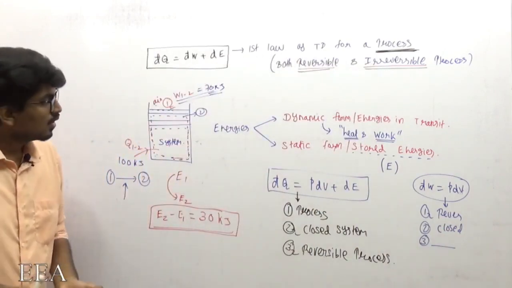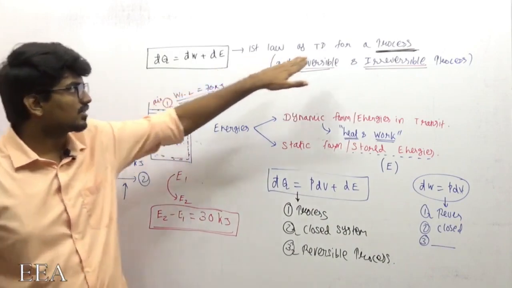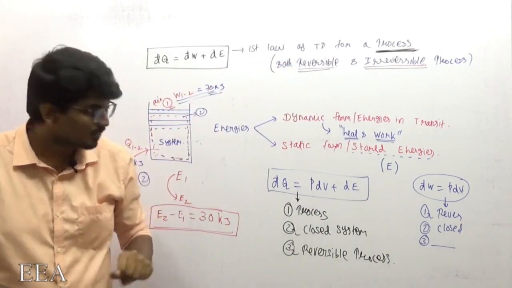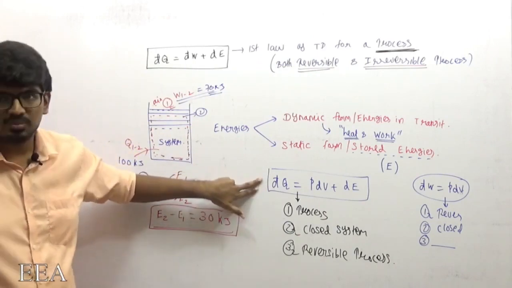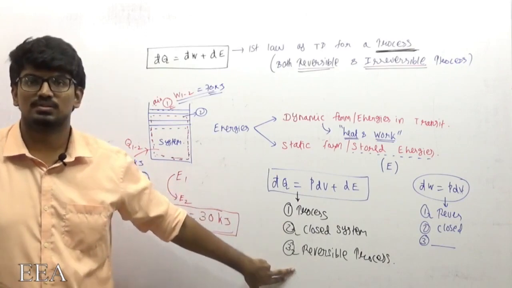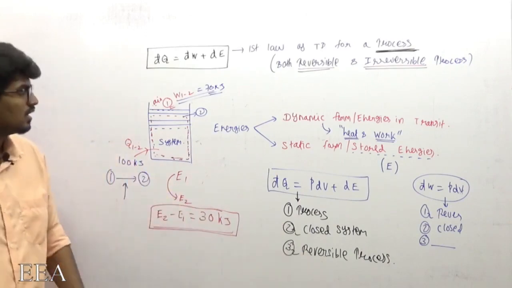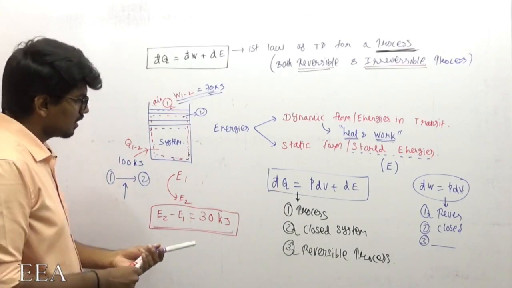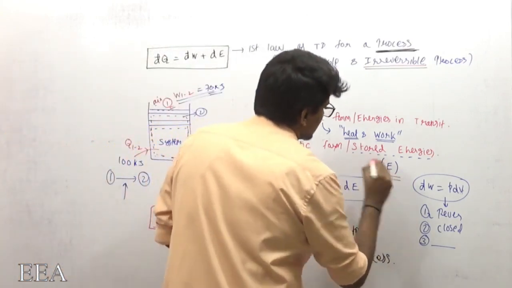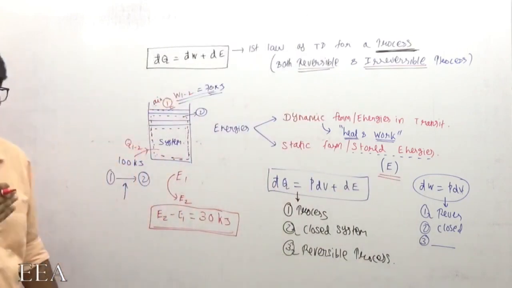So this is also the first law of thermodynamics for a process, but the earlier one can be applied to both reversible and irreversible, while this one can be applied only to a closed system undergoing a reversible process. That's it. Now we will talk about this stored energy more.